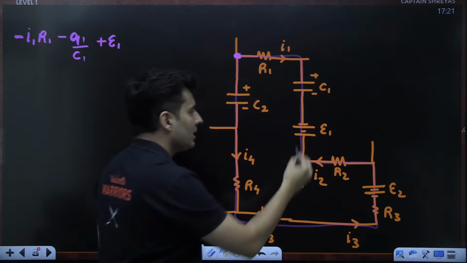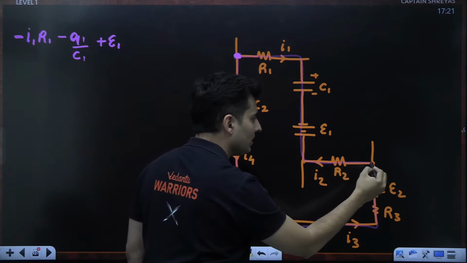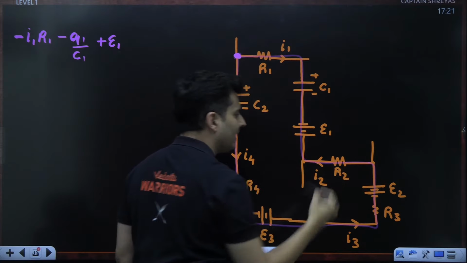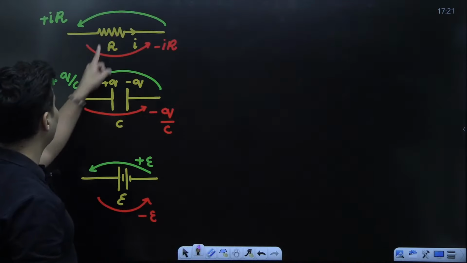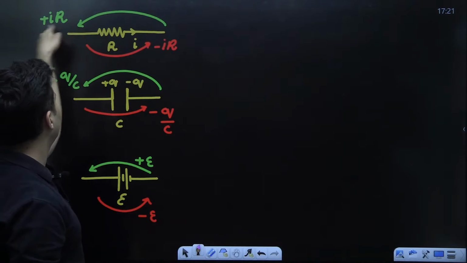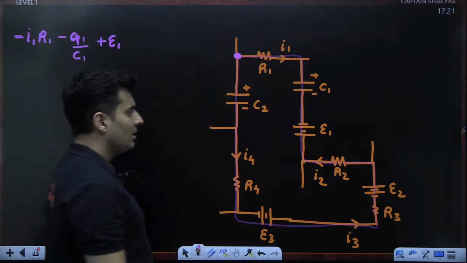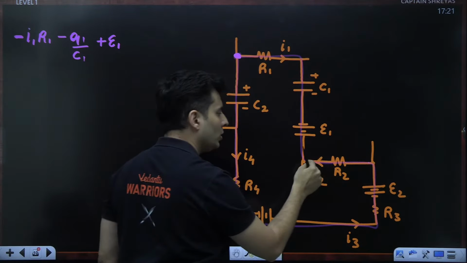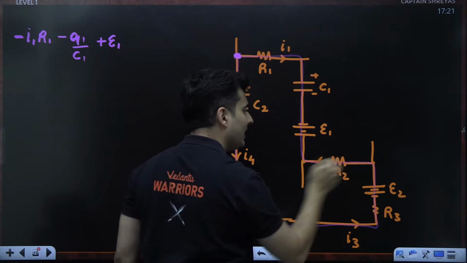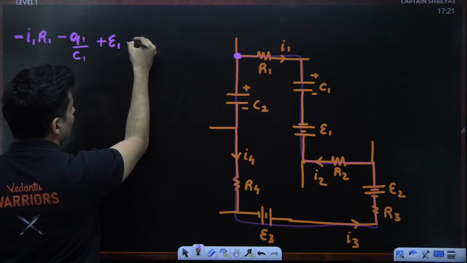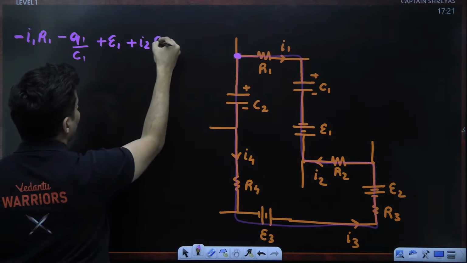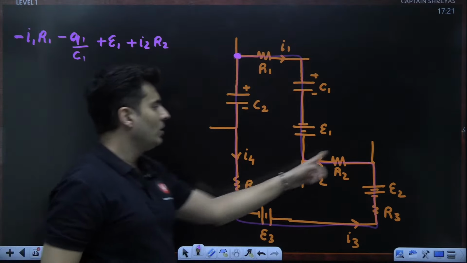Now from here, I'm going through this resistor. I'm going against the direction of the current. What happens when I go against the direction of the current? There is a jump, right? Because current always goes from high to low. So if I'm going from low to high, it's a jump. So it will be positive. So it will be plus I2 R2.